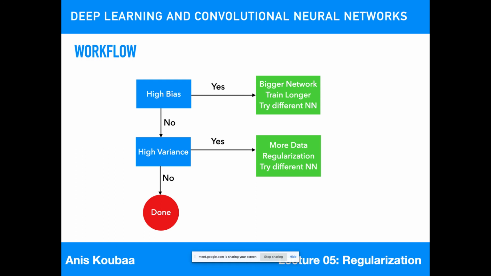Okay, so this is the workflow. If you have high bias, try a bigger network, try to train for a longer time, and try a different neural network architecture. If you don't have high bias, you check the variance. If you have high variance, then you need maybe more data, or you need to apply regularization techniques, or you try different neural network architectures. And if you have neither high bias nor high variance, you are very lucky, and it seems that your model is done and fine to test in a real application.